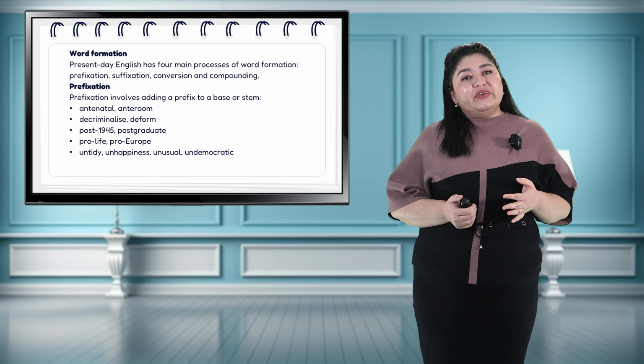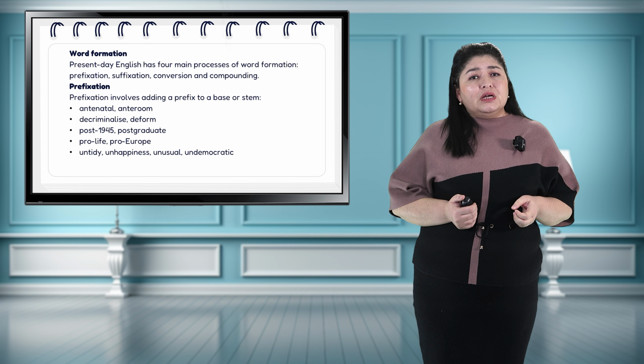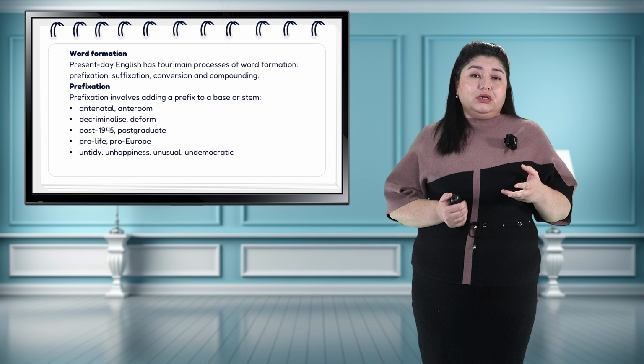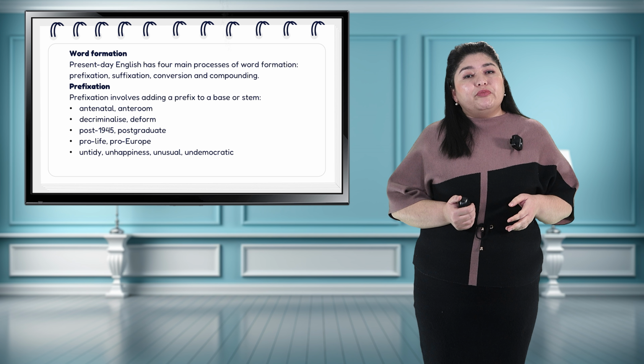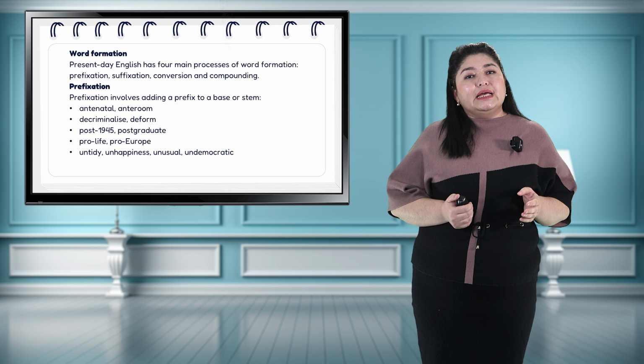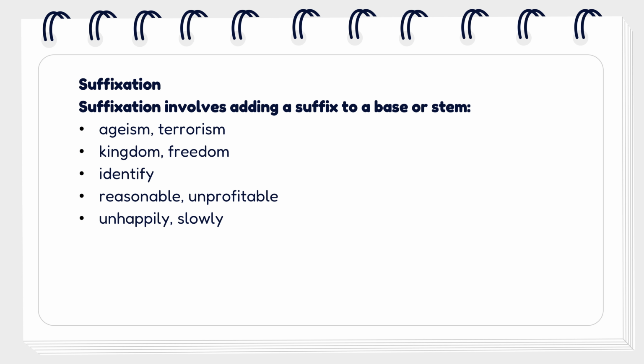Prefixation involves adding a prefix to a base or stem. For example, postgraduate: here the prefix is post, added to the word graduate. Or pre-Europe, or untidy, unhappiness, unusual, and so on. Suffixation involves adding a suffix to a base or stem, for example, egoism, kingdom, and freedom. In the word freedom, free is the bound stem and dom is a suffix.